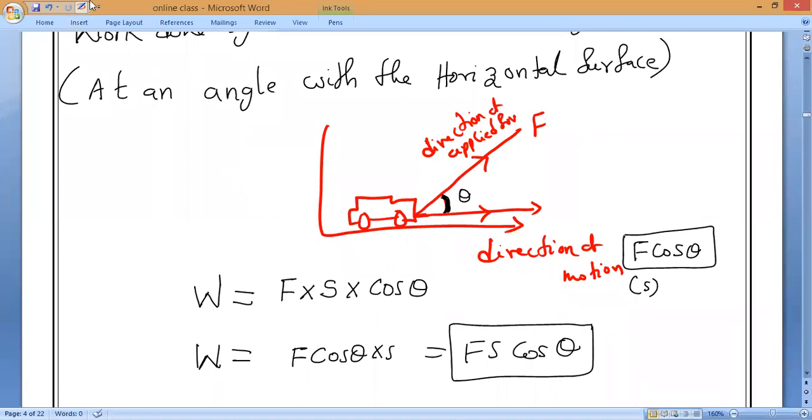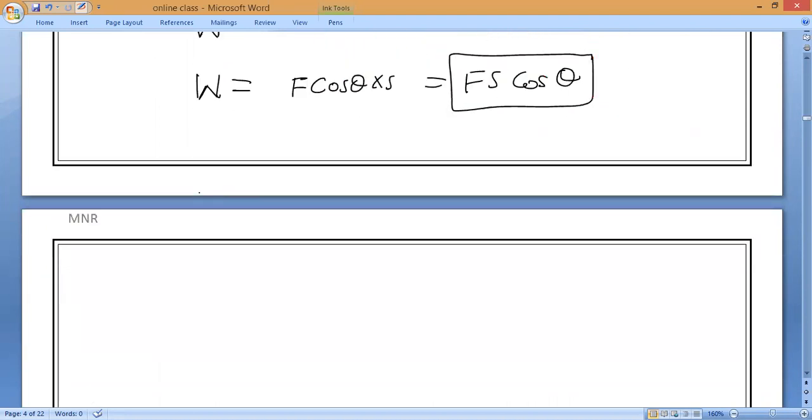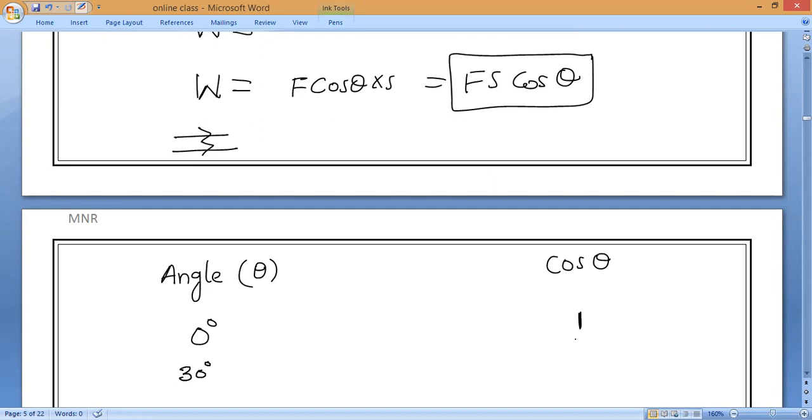Now, I will give you the values. Based upon that, we can solve the numericals also. Only a few angles are very important, so I will say the angle and its value. Angle theta and the value of cos theta. If I take angle 0 degrees, meaning parallel to the surface like this, then cos theta is 1, meaning cos 0 is 1. Next, if the angle is 30 degrees, remember the cos 30 value is root 3 by 2.